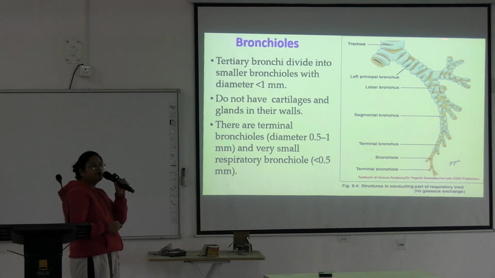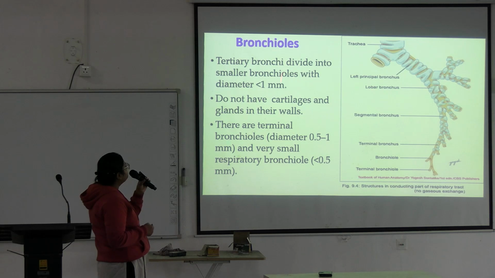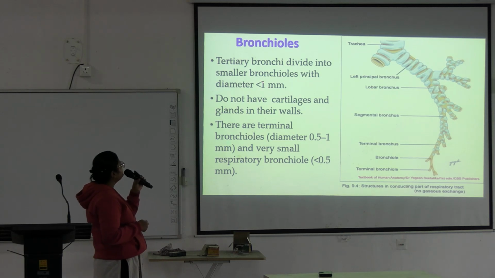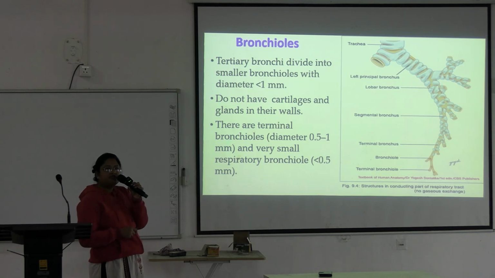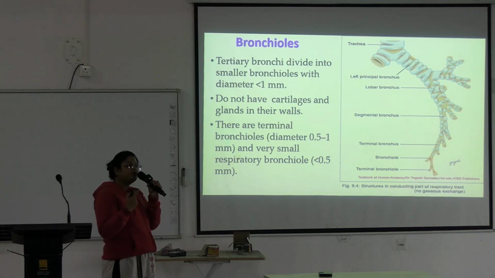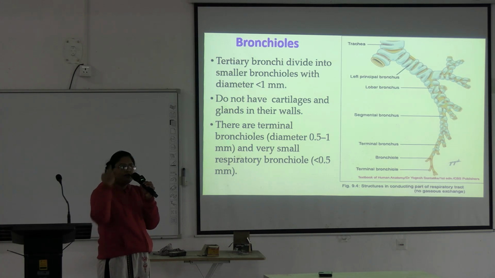Next we go to the bronchioles. Tertiary bronchi divide into smaller bronchioles with diameter less than 1 millimeter. That is also an important feature of bronchiole. Bronchiole is always less than 1 millimeter in diameter. Important for your MCQs and Viva: how you differentiate bronchi and bronchiole.